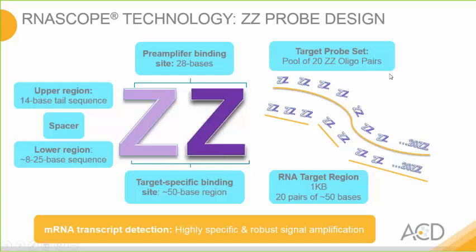So with a standard probe design, each target probe is actually a pool of 20 ZZ oligo pairs that binds to about a 1 kb region of the target. So with this double Z probe design scheme, our probe will be able to bind to fragmented RNAs and detect degraded RNAs.